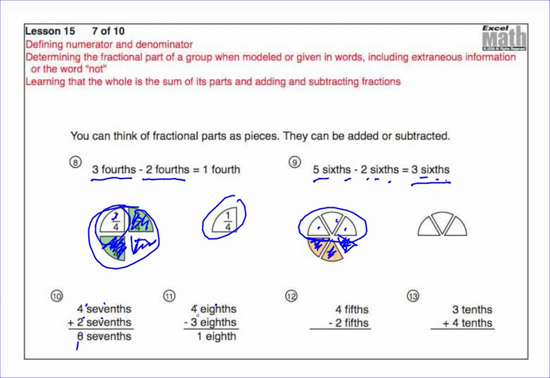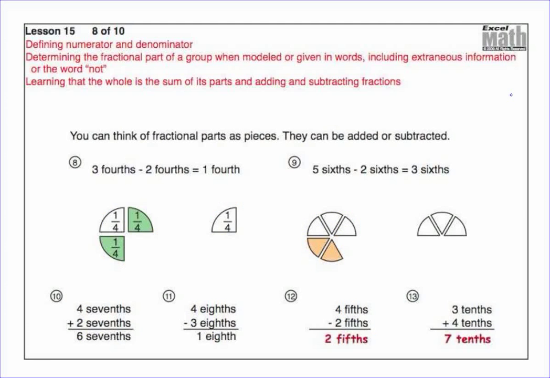4 eighths minus 3 eighths is equal to 1 eighth. Let's do this one together. 4 fifths, take away 2 fifths. Everybody write on your paper 2 fifths. There it is. Okay, pause the video and try number 13. 3 tenths plus 4 tenths equals 7 tenths. You need to write that out with the word and everything.